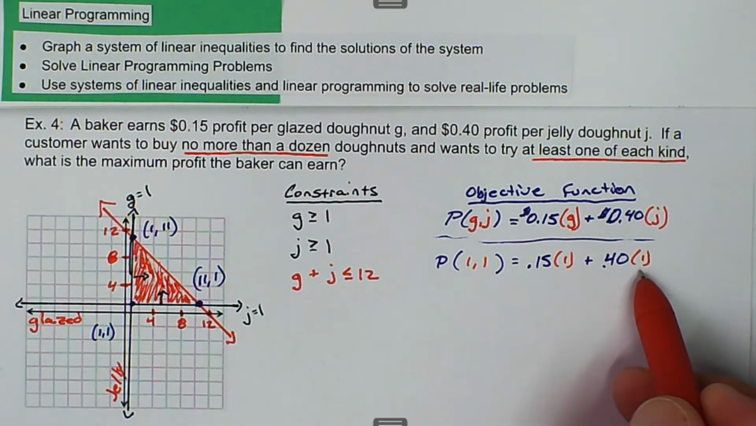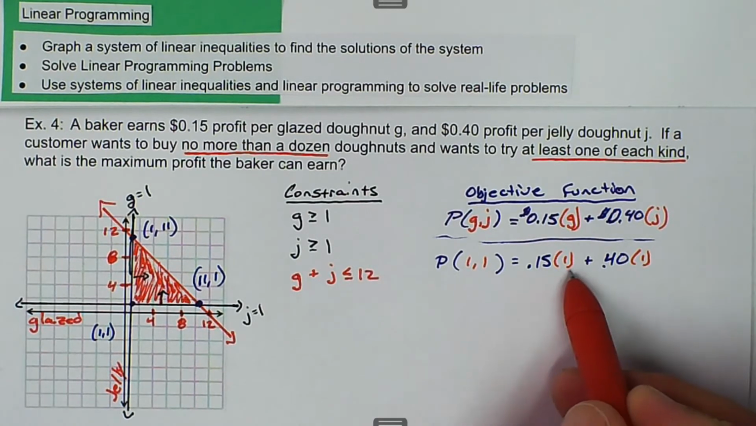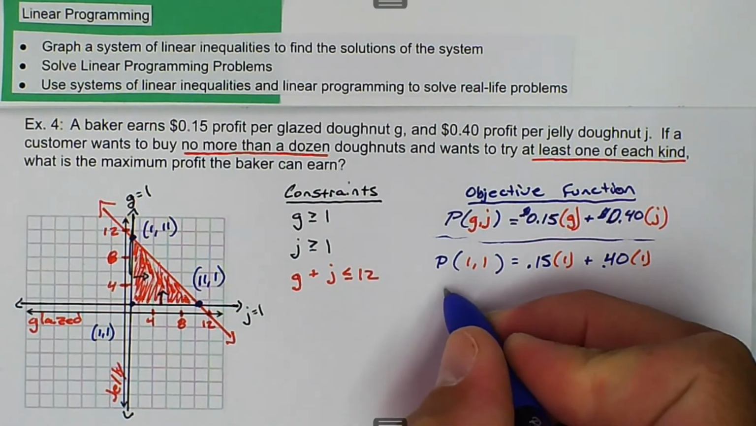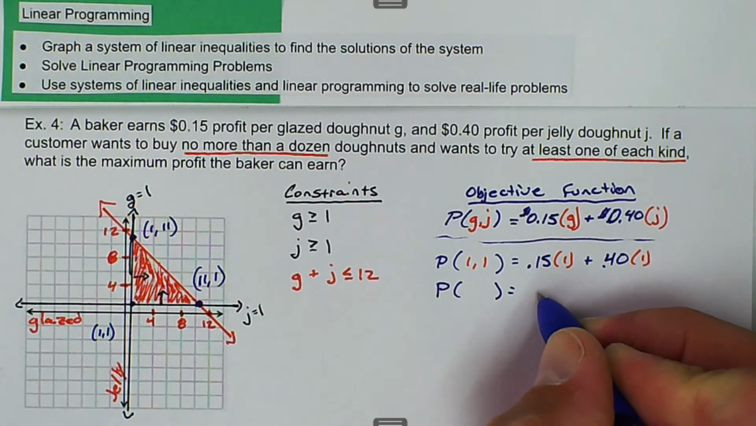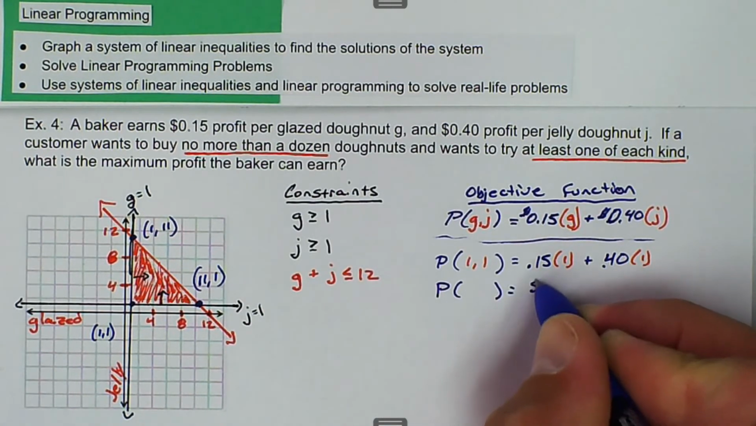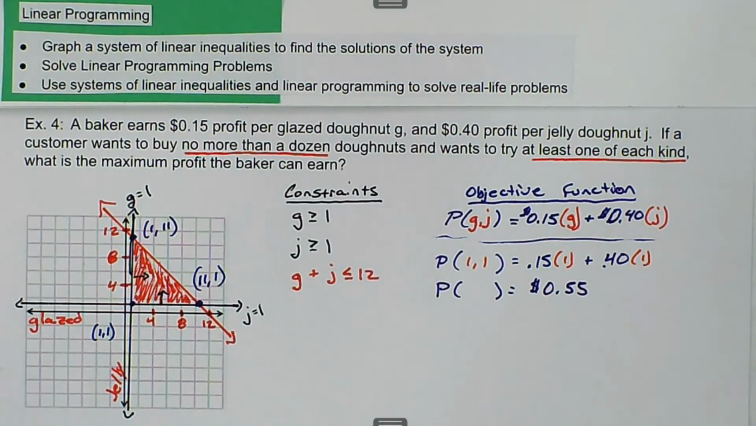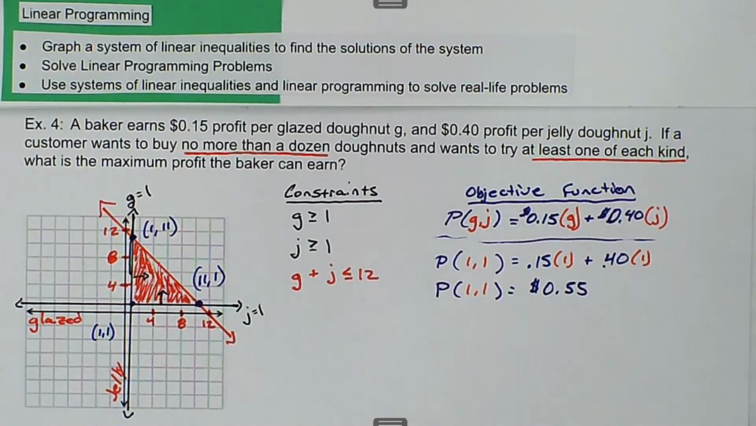So 40 cents times 1 is 40 cents, plus 15 cents times 1 is 15 cents. So this is going to be a total of 55 cents profit if she sells 2 donuts. All right, that was the first one.